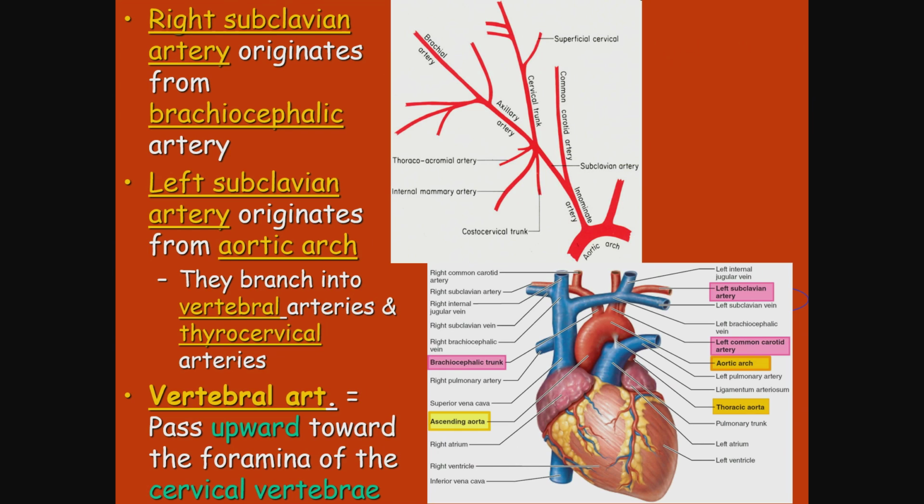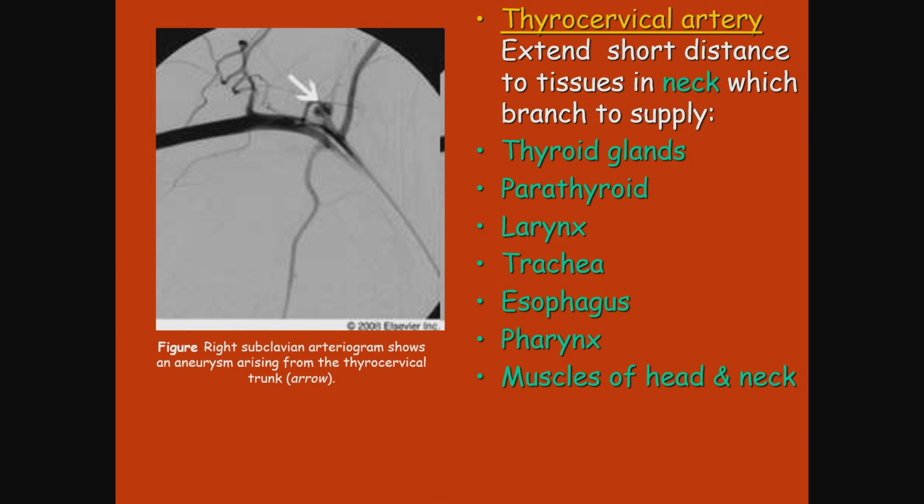The vertebral arteries pass upward toward the foramina, which are the holes, remember, in your bones of the cervical vertebrae so that they can actually penetrate through the bones. The thyrocervical artery extends a short distance to tissues in the neck, which branch to supply major parts of our neck: the thyroid glands, the parathyroid, the larynx, your voice box, the trachea that goes down to your lungs, our esophagus, which is the tube for food and drinks, the pharynx, which is the throat, and then all the muscles of the head and neck.